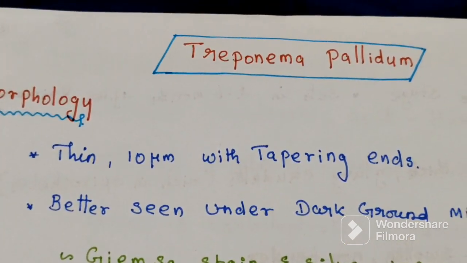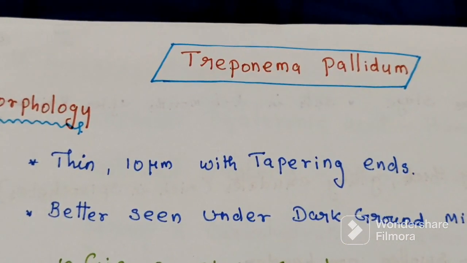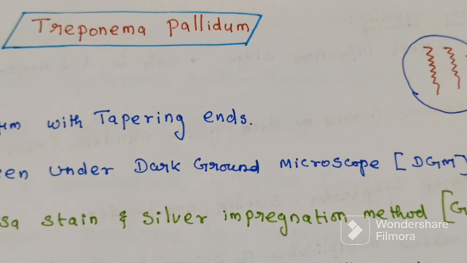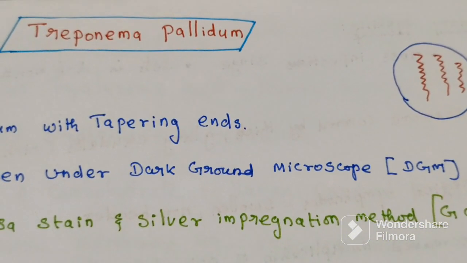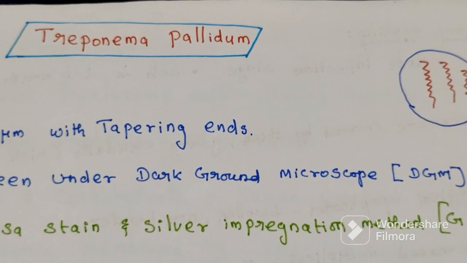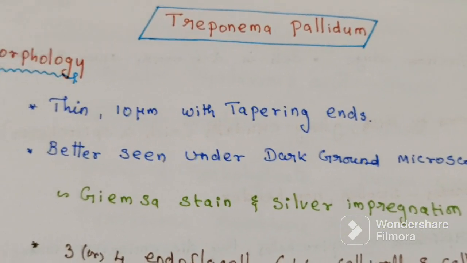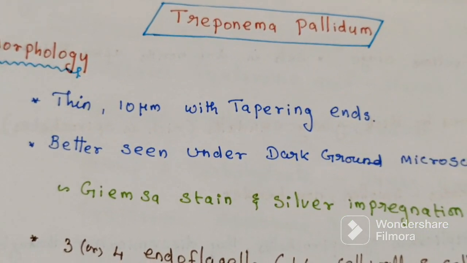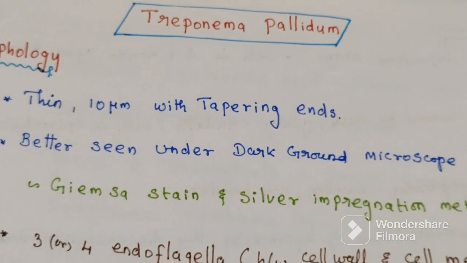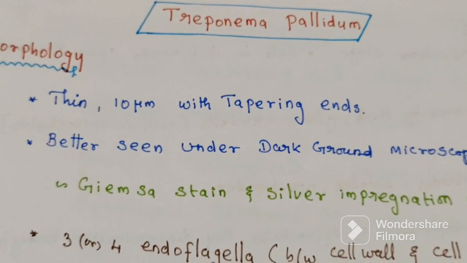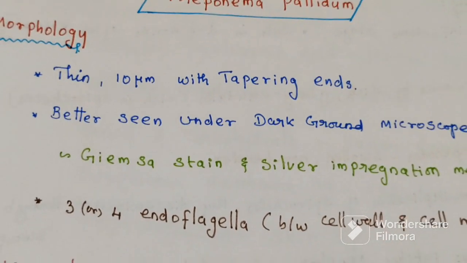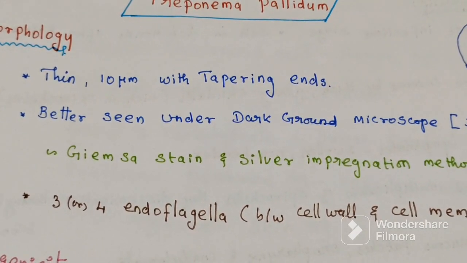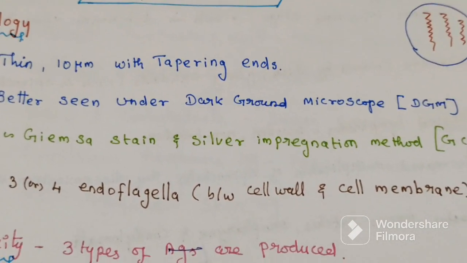In this video, we'll discuss Treponema pallidum, a spirochete. It is a spiral-shaped bacterium, so it has the name spirochete. Morphology: this is a thin, delicate spirochete with a tapering end. It is not seen under a light microscope, but it can be seen by negative staining with Indian ink staining.